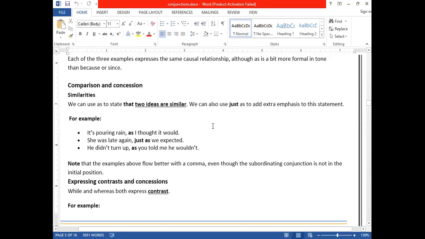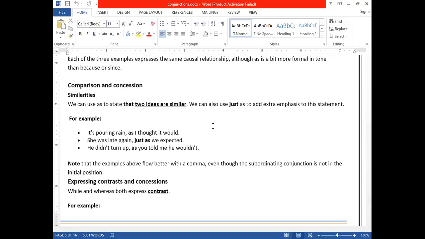So for comparison and concession, what we can use is to say that two ideas are similar. Whenever two ideas are similar, you will have in your writing skill, clear, to write down an essay such type of idea you need to mention. We can also use just as to add extra emphasis to this statement. Like for example, we can say it's pouring rain, just as I thought it would. As I thought it would.